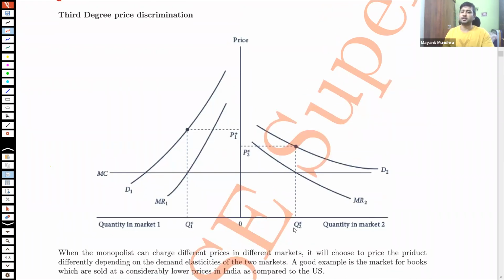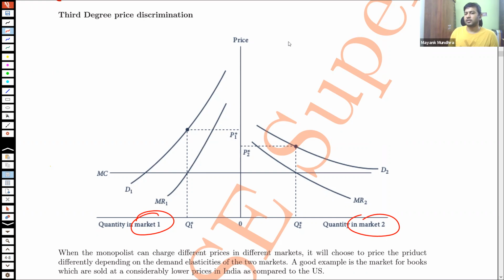What happens in third degree price discrimination is that the monopolist is present in two different markets. So suppose this is market 1 and this is market 2. The demand functions are different in the two markets. So he can charge different prices in the two markets so as to maximize the total profit, right?